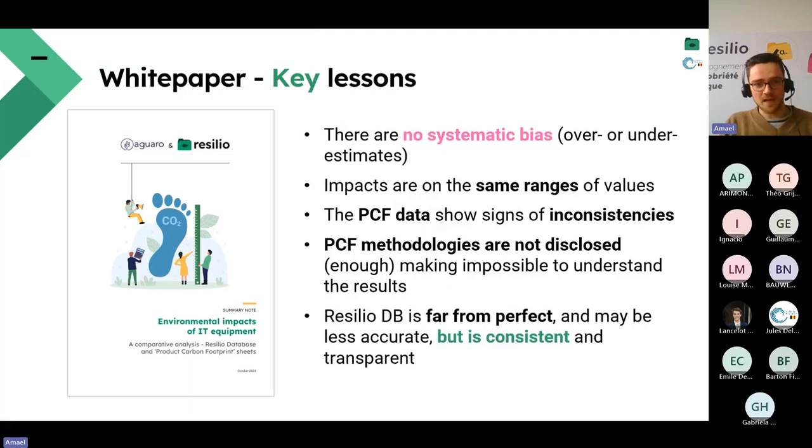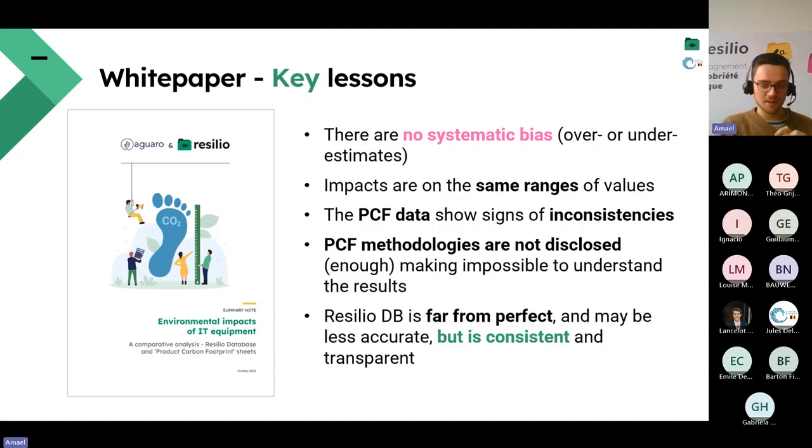The key lesson on how one works compared to the other is that there is no systematic bias. I cannot tell you that the manufacturer generally underestimates their footprint. They are not lying. There is no systematic bias that we can see. The impacts are in the same ranges. So whether you use one or the other source, the absolute values look to be roughly the same.